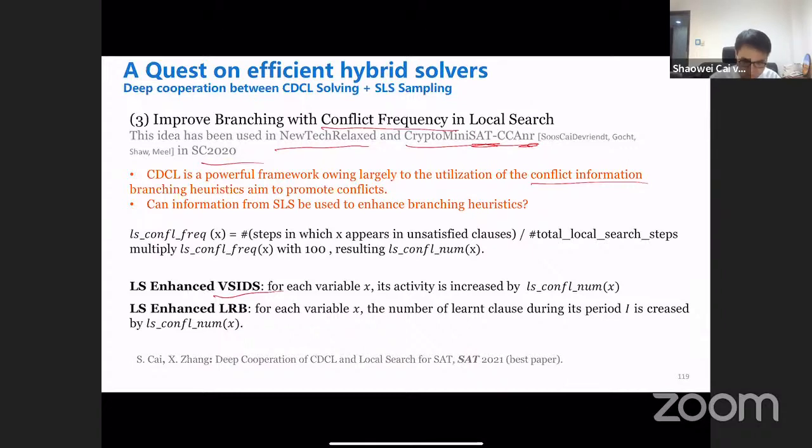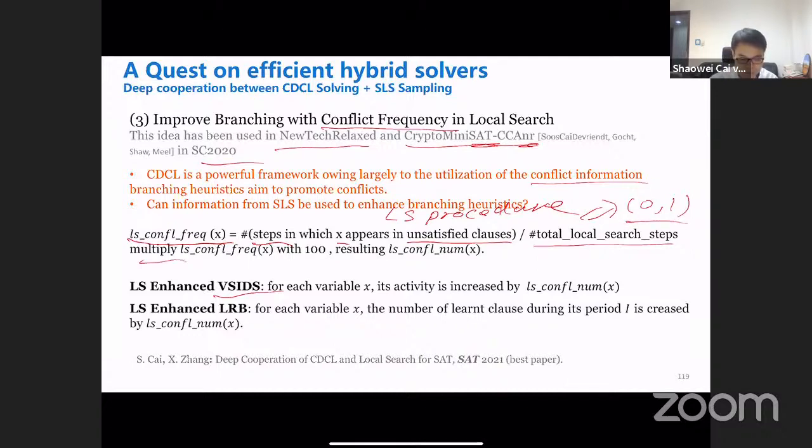And now, similarly, we can calculate our frequency in local search here. We calculate the frequency in this way: during a local search procedure, we calculate how many steps the X appears in unsat clauses, and this is divided by the total steps. This is the frequency the X participates in unsatisfied clauses. And this will get an amount between 0 and 1.